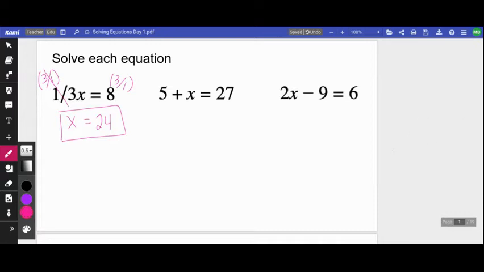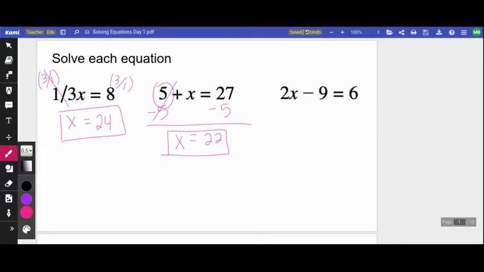Our next example, 5 plus x equals 27. Again, we want to get x by itself, which means I need to get rid of this positive 5. Since that is a positive 5, I'm going to be using subtraction to get rid of it. So minus 5, if I subtract 5 from the left, I have to subtract 5 from the right, and that leaves me with x is equal to 22.